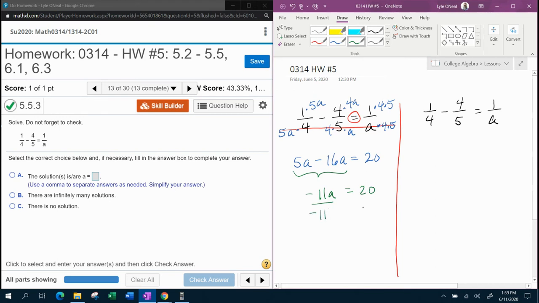If I divide both sides by negative 11, we can see that a is going to be negative 20 over 11. And that's an improper fraction, and that's fine, as long as it's reduced to lowest terms.